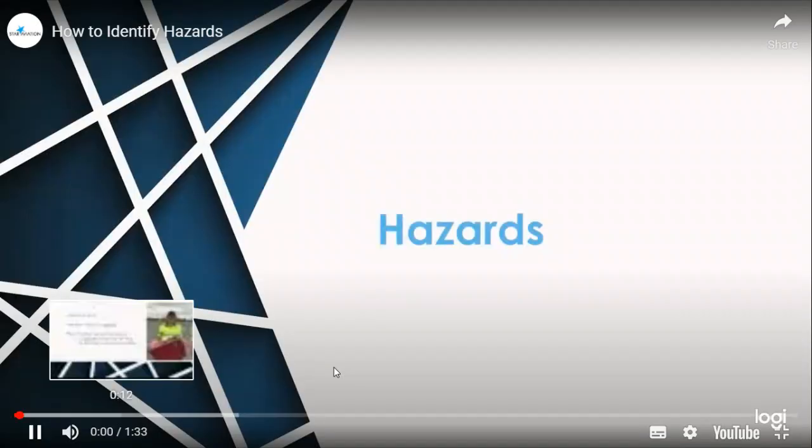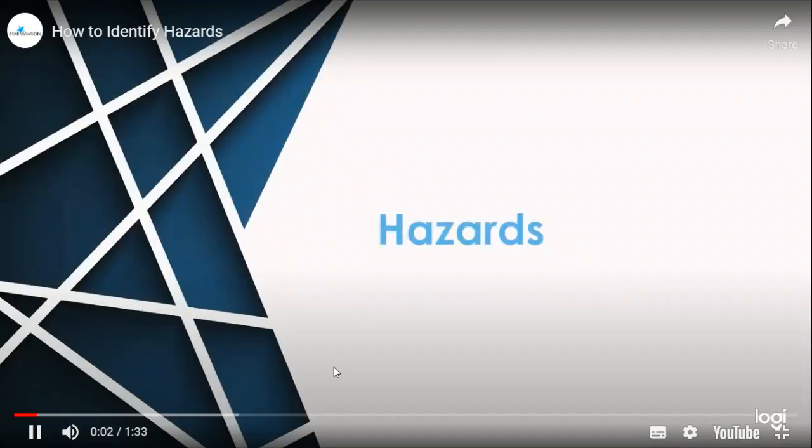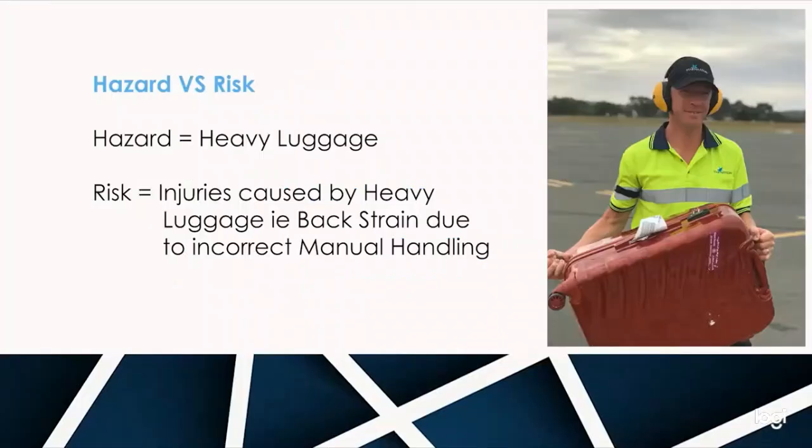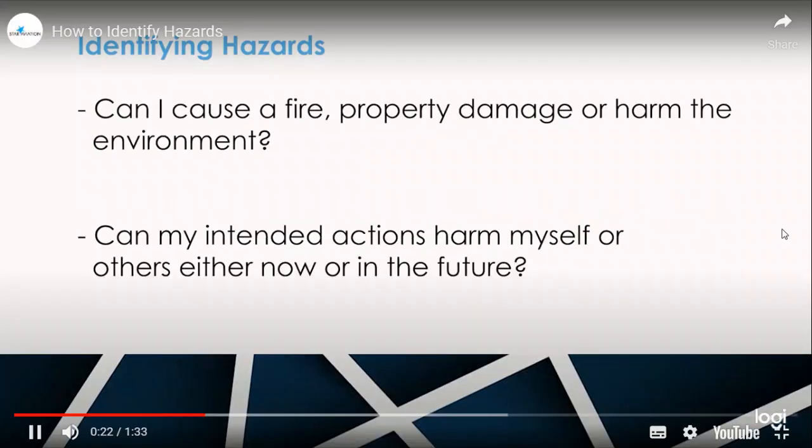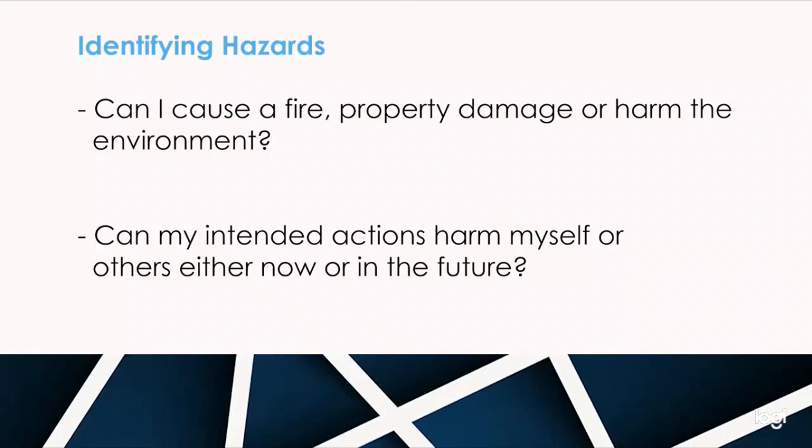A hazard is anything that has the potential to cause harm. A risk is the likelihood or probability of the harm occurring. To assist with identifying hazards in any given environment, ask yourself the following. Can I slip, trip or fall? Can I be exposed to harmful chemicals or toxins? Can I cause a fire, property damage or harm the environment? Can my intended actions harm myself or others now or in the future?